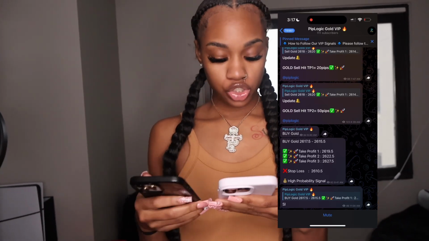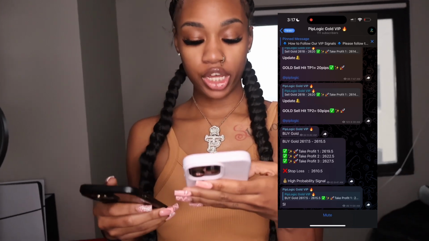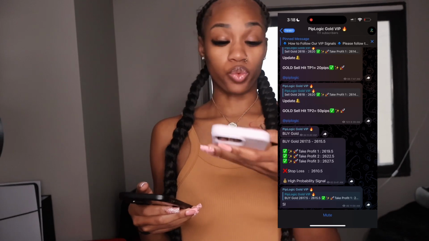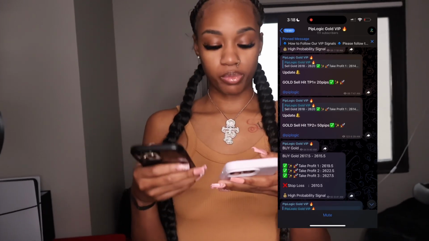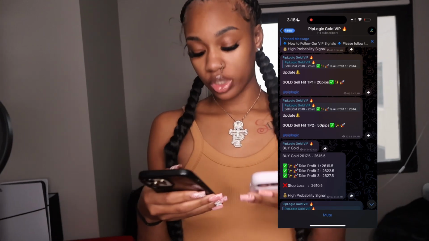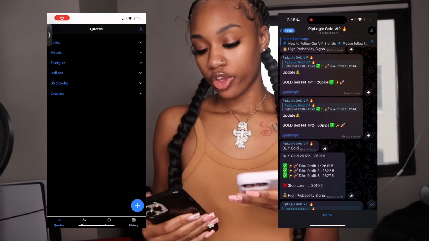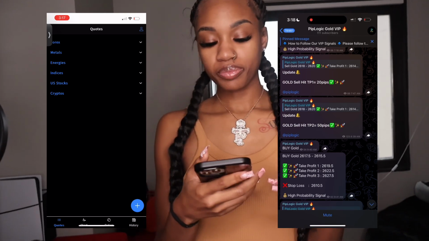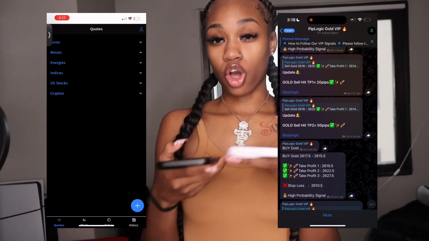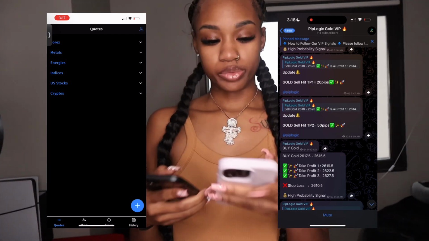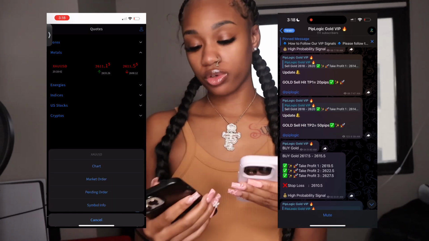You can see this trade on here says buy gold 2617.5. That's just the range the trade was around when the trade was called. In order to take the signal, you're going to go to the trading app and search for where it says gold. Gold is often written as XAU USD, so you have to find where it says XAU USD.